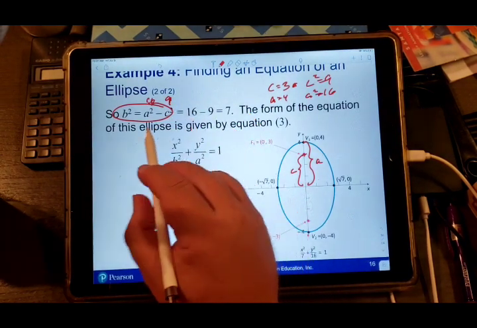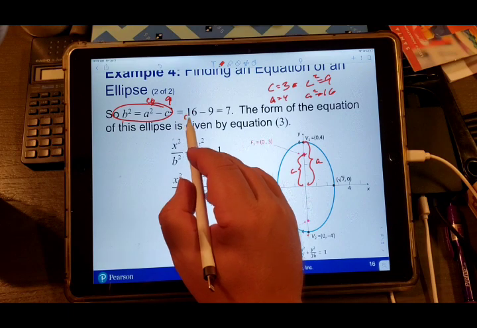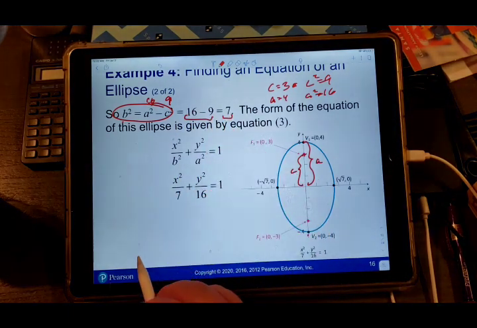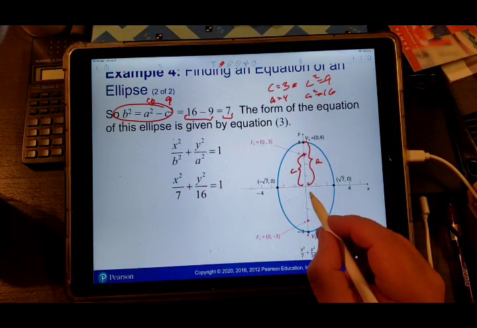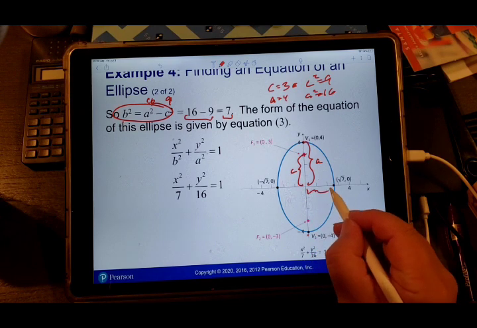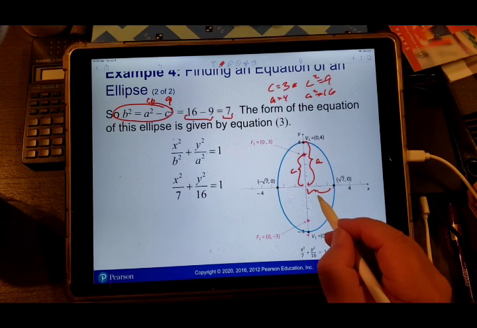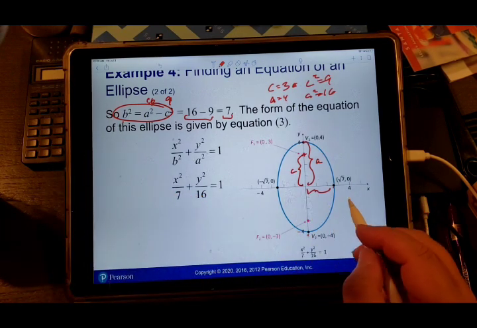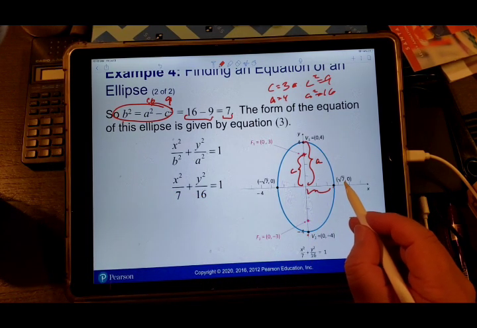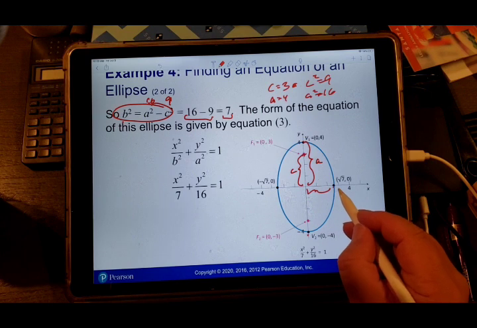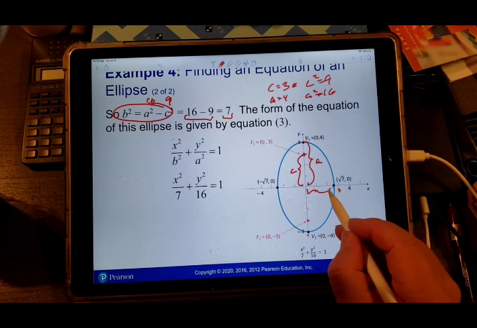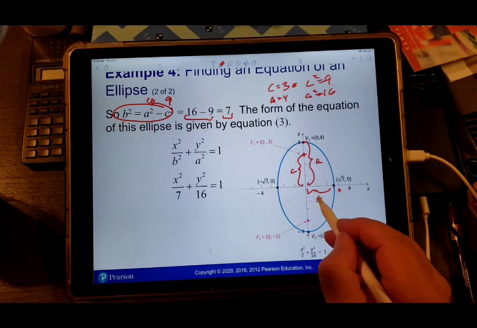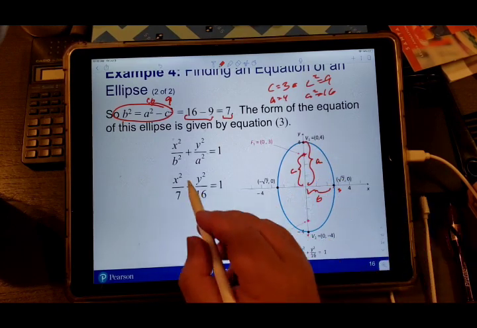So what do we have? B squared equals 16 minus 9, or B squared equals 7. So if B squared equals 7, this distance is the square root of 7. Didn't try that on a calculator, but you know, it's less than the square root of 9, so it's between 2 and 3. All right. And all of those values are good.